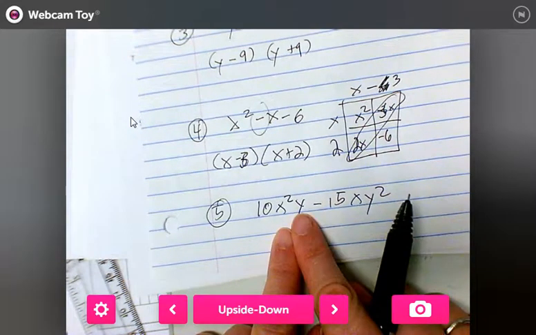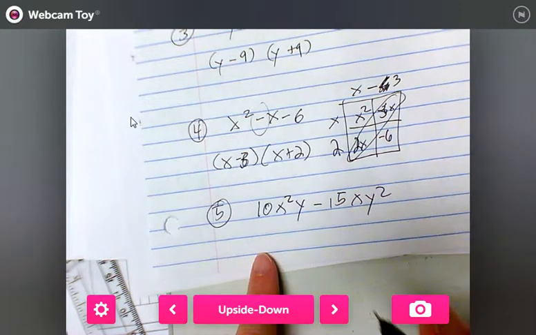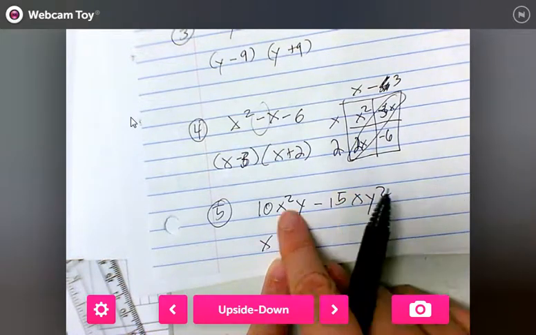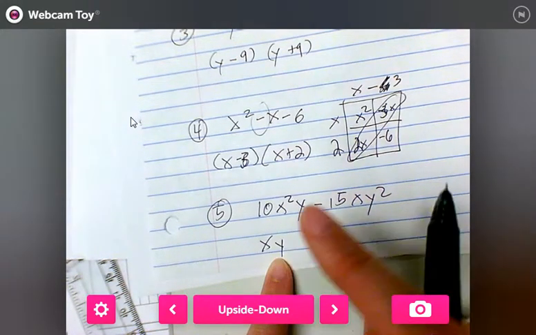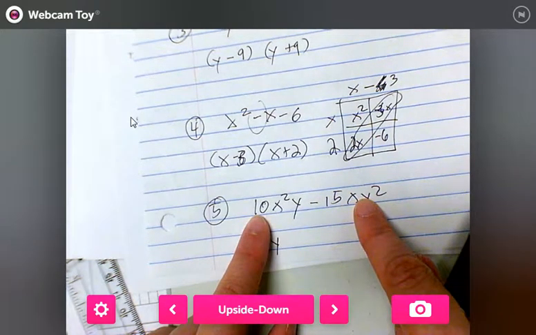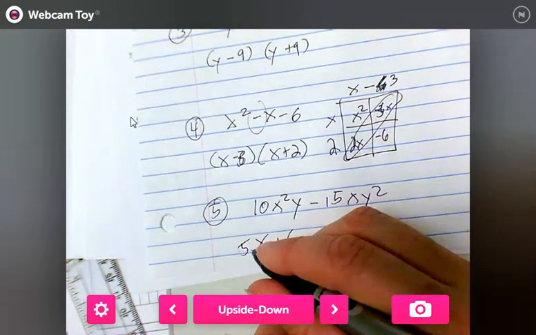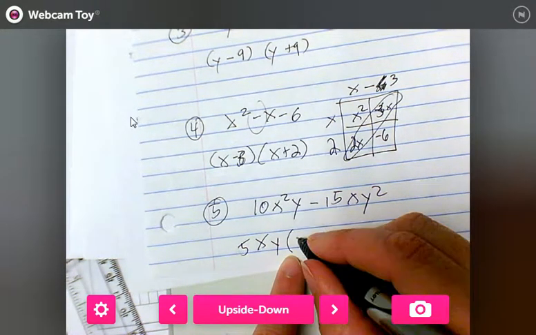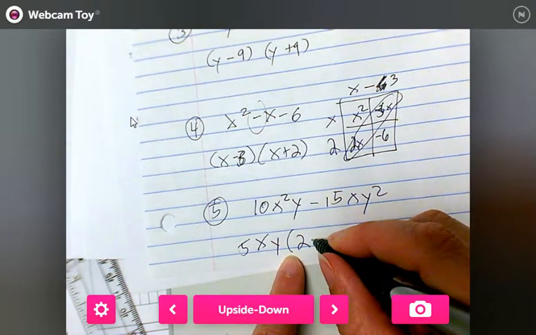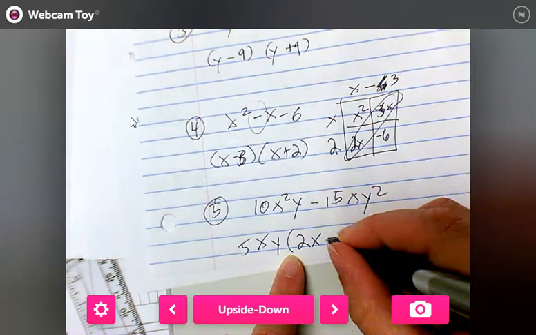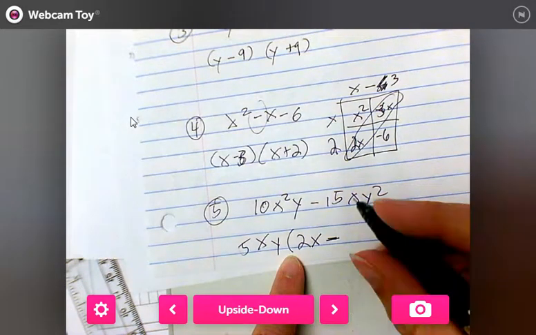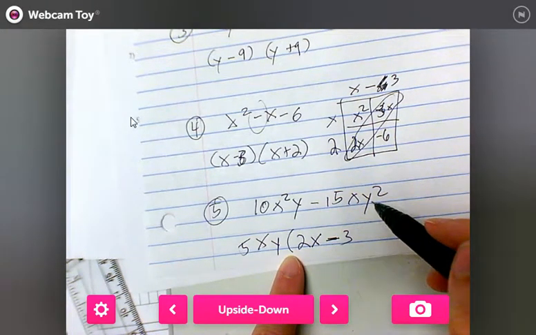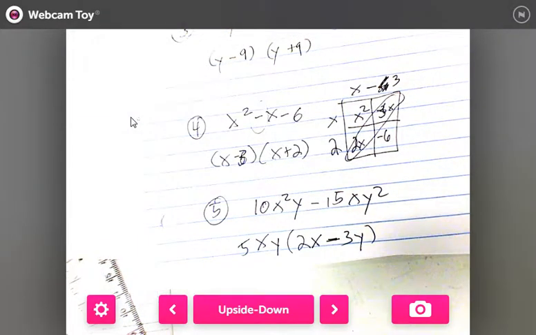What can I take out of both of these? x. What else? They're squared for this one. It's not squared for this one. What else do they have in common? y. What do 10 and 15 have in common? 5. So 5xy times what gives me 10x squared y? 5 times 2. I need 2 x's, so I need 2x, right? Then I need negative. 5 times what gives me 15? 3. So I have 1x, so I'm good. y times what gives me y squared? y. There you go. Okay.